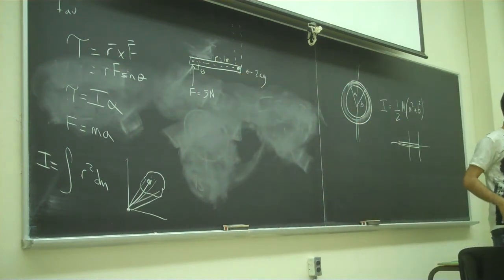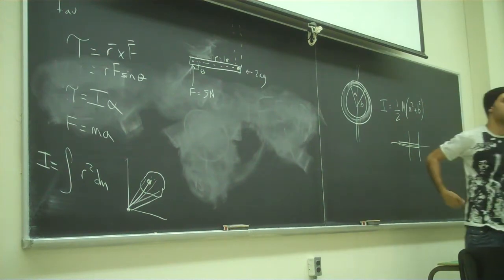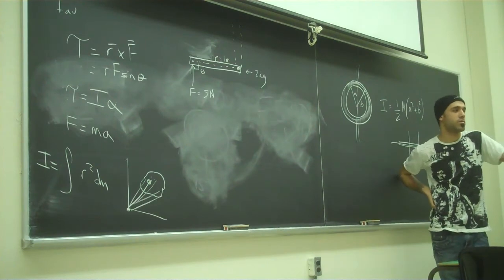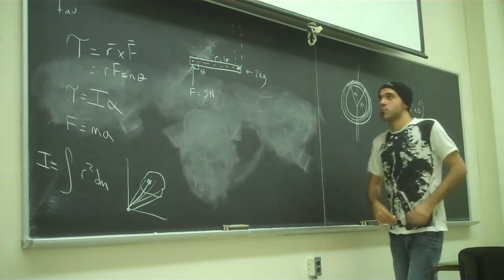Does anybody have, can you open your book to the chapter and look at the table for a thin rod rotating around its edge? It might be a third mr squared, but I can't remember. Moment of inertia.